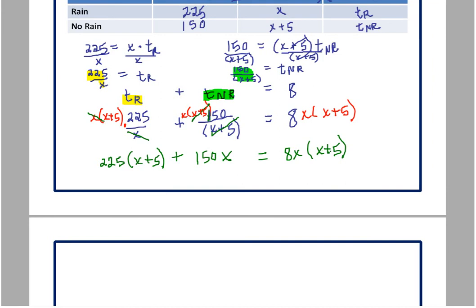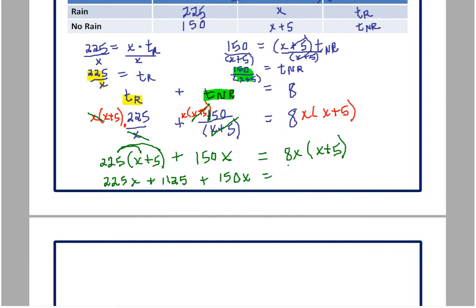Now we have a better looking equation here to solve. Not quite so difficult. So what we want to do is simplify each side. I want to get rid of the parentheses, so I'm going to distribute in the 225. So that gives me 225x plus, and then 225 times 5 is 1125. Then we have plus 150x. So that's simplified on the left.